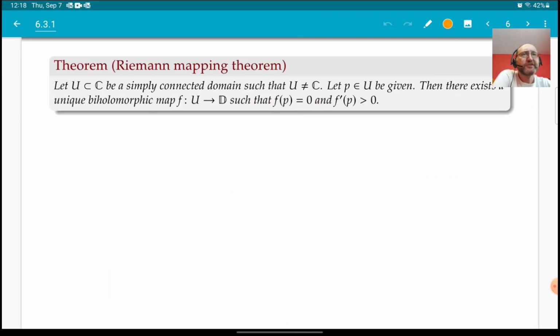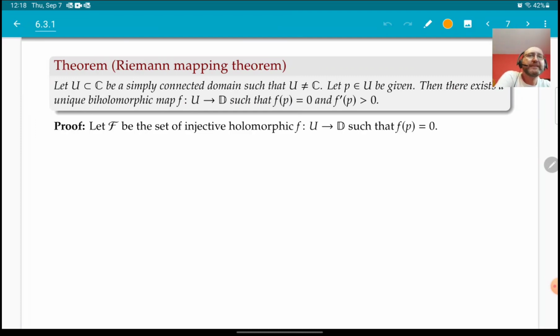All right. So I've just restated the theorem, and we're going to look at a certain family of functions. Script F is the set of injective holomorphic functions from U to D such that f of p is 0. This is the family that we're going to try to maximize the derivative over. First, we need to prove that F is not empty.